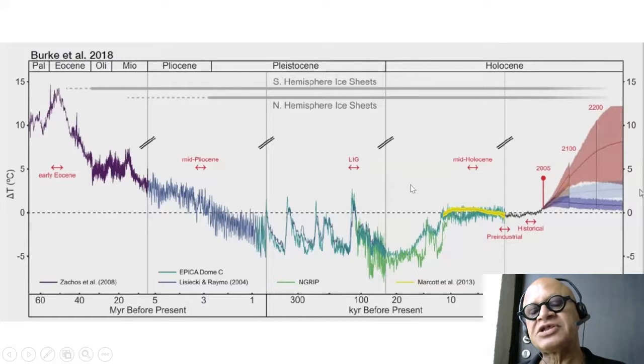There is the early Eocene, mid-Pliocene, the last interglacial warm temperatures, mid-Holocene, and pre-industrial historical climate change, and the future projections by combining various data sets and projections. Okay, this gives us a context that we were very warm in the past, but the main thing to remember is that we were not around back then.